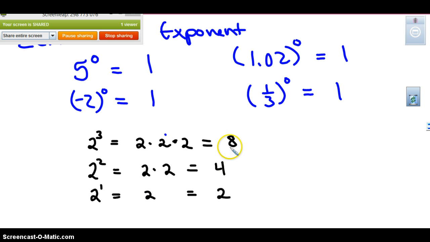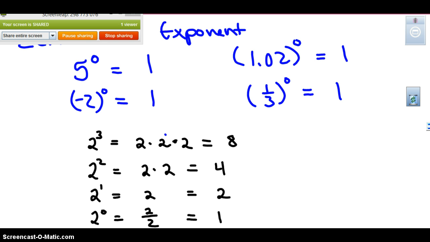So if we have 2 to the first power, or just 2, what would that equal? 2. Do you see a pattern here? How do we get from 8 to 4? And from 4 to 2? So that means if I have 2 to the 0 power, that means 2 divided by 2, and what does that equal? 1. And what had we noticed earlier? That any number raised to the 0 exponent equals 1.